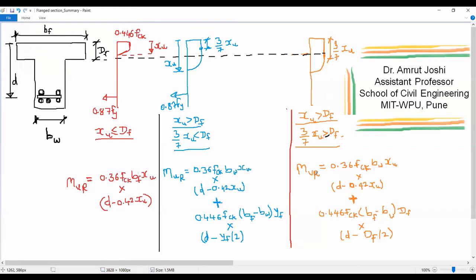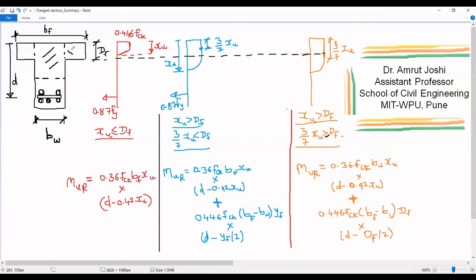In such case, we write down MUR corresponding to contribution from CU1 and CU2. So what is this CU1 and CU2? In such case, we divide the entire cross section into two parts. The first part is a rectangular one, which has dimensions BW cross XU. For that, the value of compressive force is 0.36 FCK BW into XU, and its lever arm is D minus 0.42 XU. This is the first contribution in MUR.